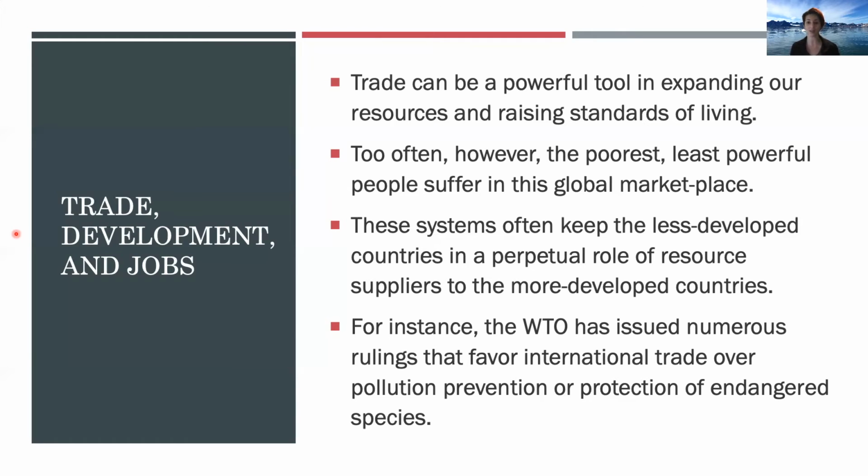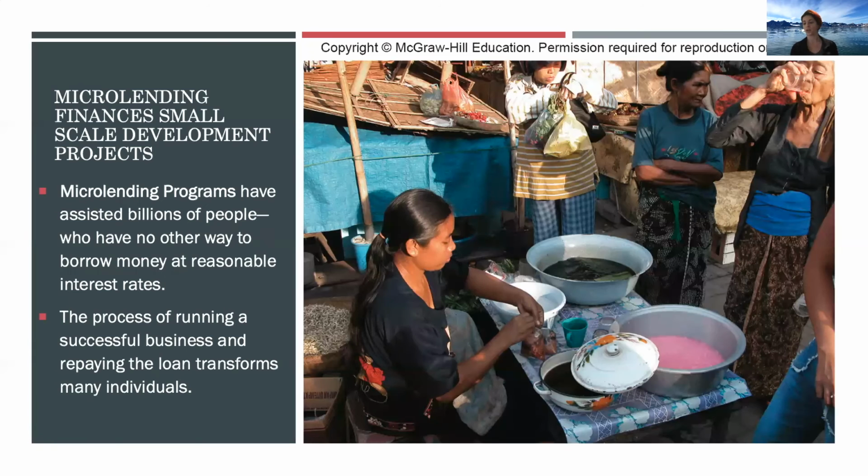So what is a way around this, and how can we mitigate the effects of this systemic problem? One of the best ways forward is through micro lending programs. And these finance small scale development projects in these developing nations. These micro lending programs have assisted billions of people. These people would really have no other way to borrow money at reasonable interest rates. And this allows people to feel empowered enough to start their own small businesses in their communities, allowing them to start and run a business, eventually repay their loan, and transform their entire life.